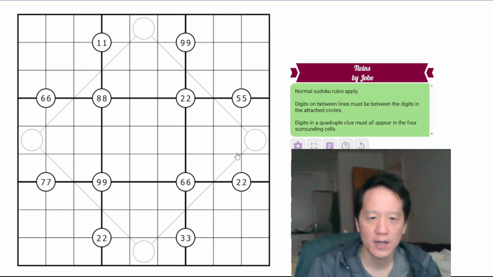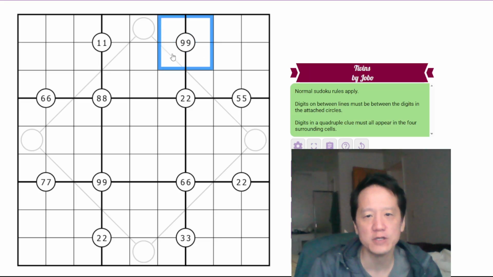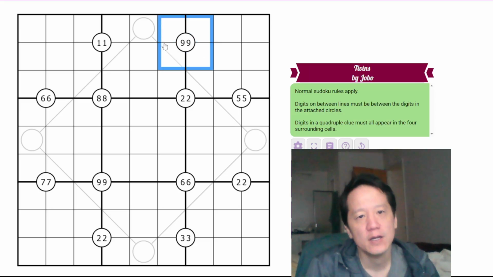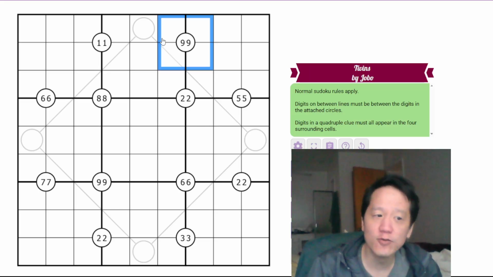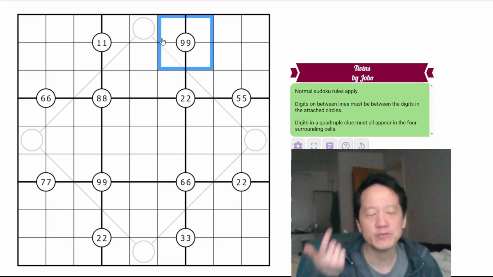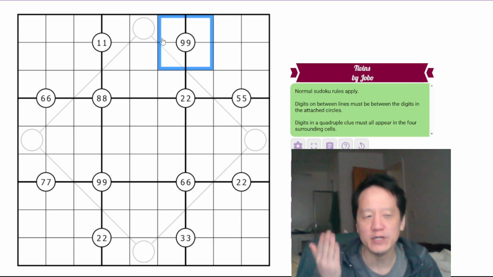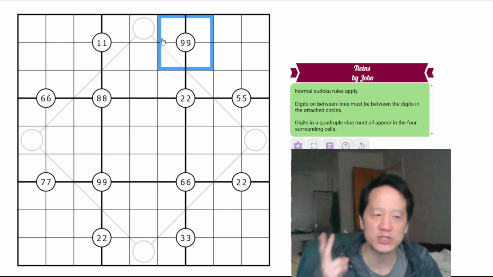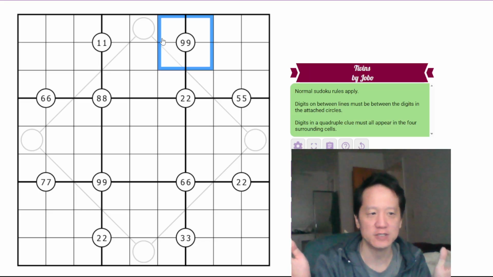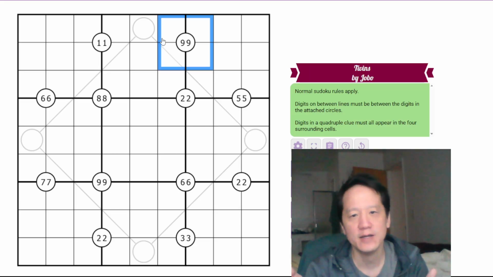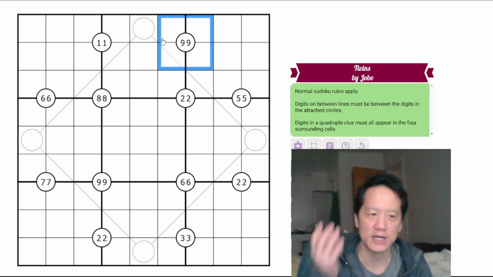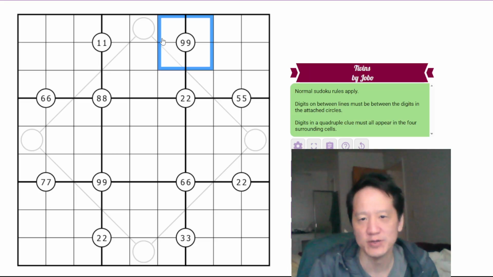Okay, the first thing that pops out to me is the 1-1 pair and the 9-9, I guess twin, maybe we should call them twins. The 1-1 twin and the 9-9 twin in these quad circles. 1 and 9 can never be in a between circle. And the reason you know that is, what digits can 1 be between in normal Sudoku? 1 is the lowest, so it can't be between any other digits. It would have to be between something like 0 and another digit, but that's not possible in normal Sudoku.